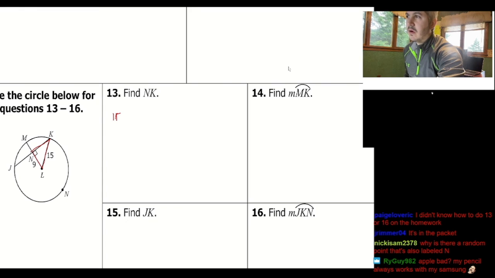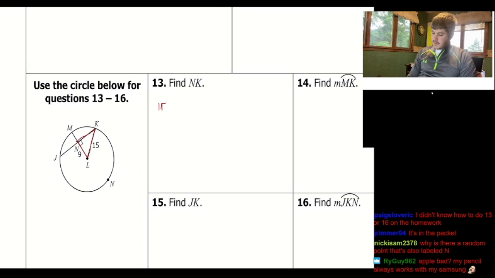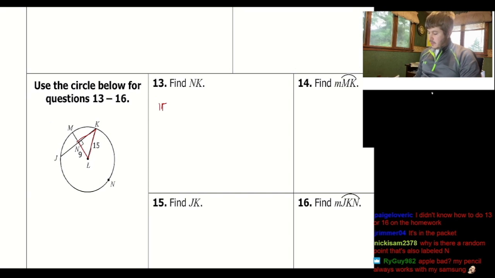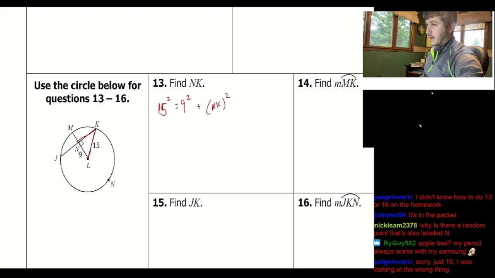Why is there a random point labeled N? That point is definitely for number 16 because they say JKN, so it is required to be there. So that point is needed, but that is how I would do number 13. Just do Pythagorean theorem. So 15 squared equals 9 squared plus NK squared. I think it's 12 if I'm doing my mental math good enough, but I think that's how we do it.